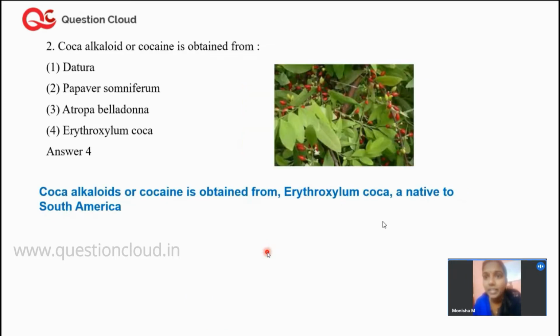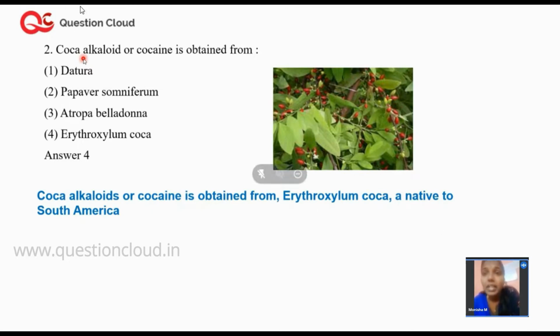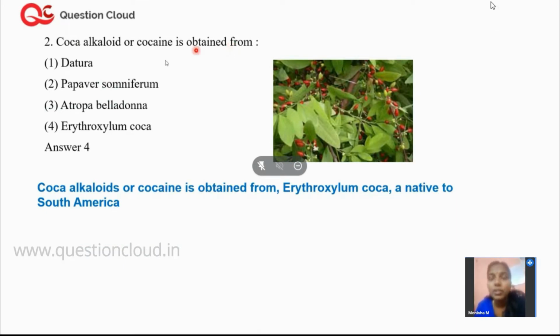The second question that was asked in last year's NEET is: coca alkaloid, also commonly called cocaine, is obtained from which of the following four plants? The options given were option 1, Datura; option 2, Papaver somniferum; option 3, Atropa belladonna; and option 4, Erythroxylum coca. From all these four plants you can derive alkaloids.